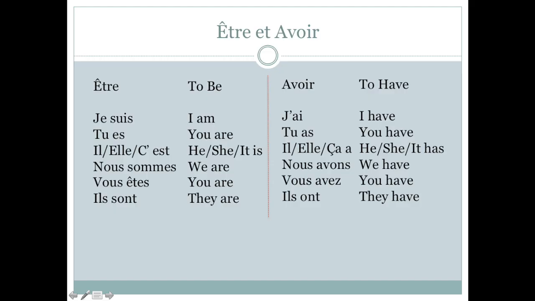You'll notice that at the third person of singular, the C apostrophe for the to be becomes a CCD for to have. Moreover, there is a difference for the third last persons that you must absolutely know. Ils sont for they are and ils ont for they have. The way you say ils sont is like a S and the way you say ils ont is like a Z.